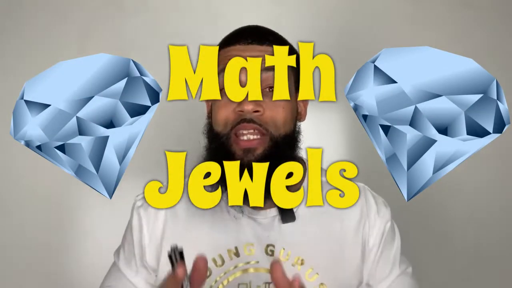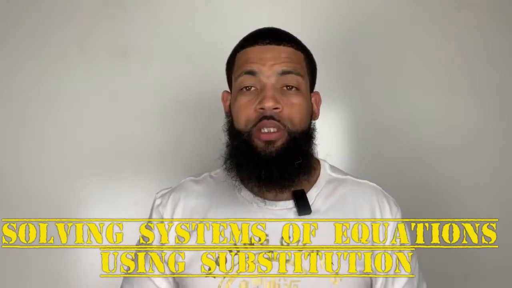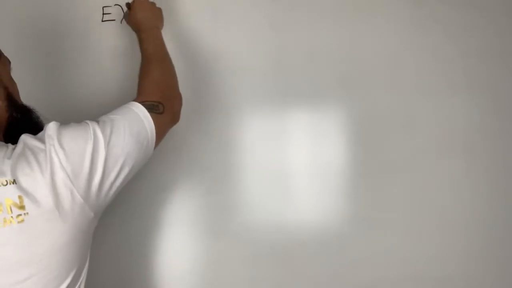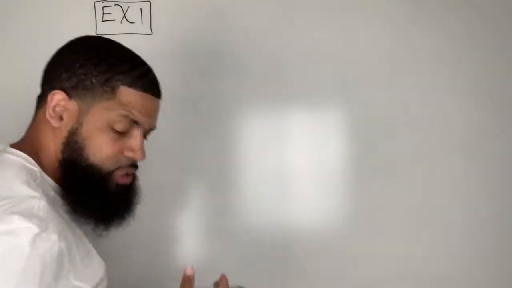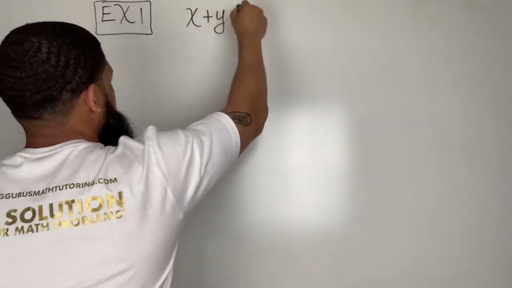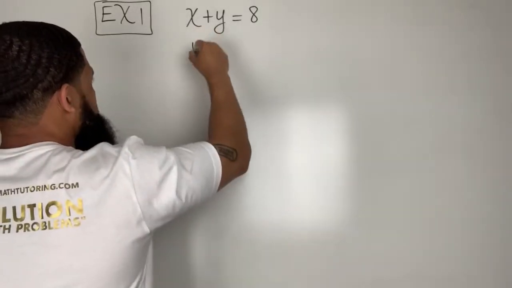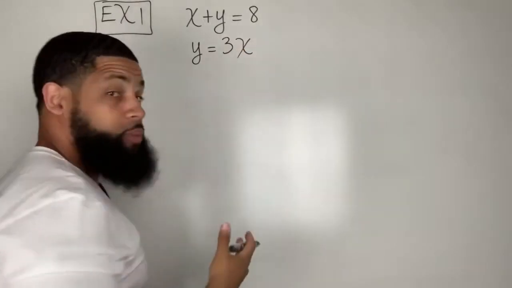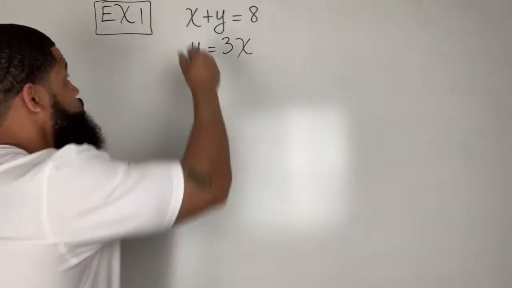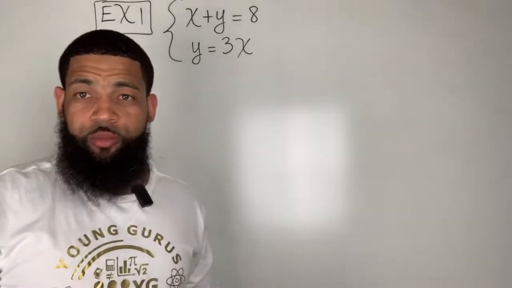In this video, I want to show you how to solve systems of equations using substitution. All right, let's get right into the examples. Example 1, we have a system of equations, and you'll see them in different ways. So I'm going to write this one here. x plus y equals 8, and y equals 3x. Sometimes you may see them listed just like this, or you may see them with this symbol like that. Same thing, it's just showing you that it's a system of equations.